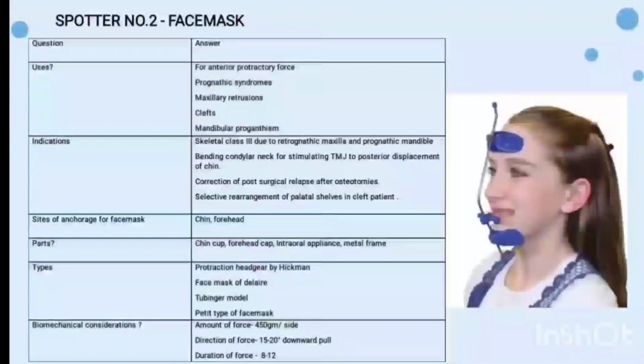What are the different types of face mask available? They are protraction headgear by Hickman, face mask of Delaire, Tubinger model and petite type of face mask. What are its biomechanical considerations?